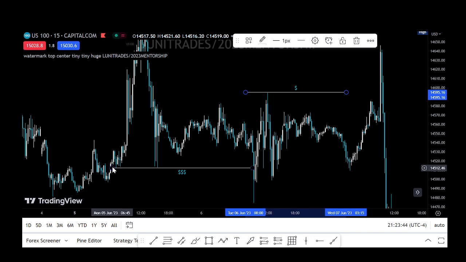So this is equal lows, as you can see. This low and this low, they're equal, right? So that's why I drew this line and extended it. So we are expecting price to go below that and take that money at least. Just put it like that. With time you'll be understanding it. Take that money and zoom up. That's what we're expecting price to do.